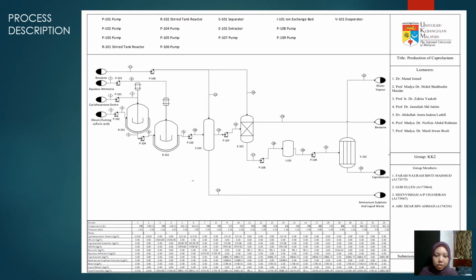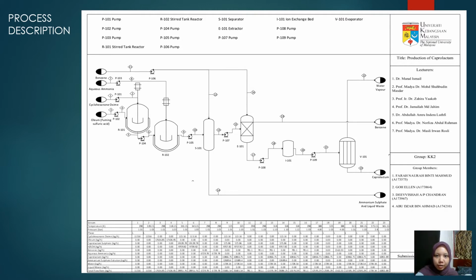Next, neutralization of rearrangement mixture in R102. The product formed from the acid-induced rearrangement is the bisulfate salt of caprolactam. The lactam mixture that contains caprolactam sulfate in stream 6 undergoes neutralization with aqueous ammonia, stream 8, in a stirred reactor at a pressure of 1 atmosphere. Caprolactam, ammonium sulfate and water are formed from this process.